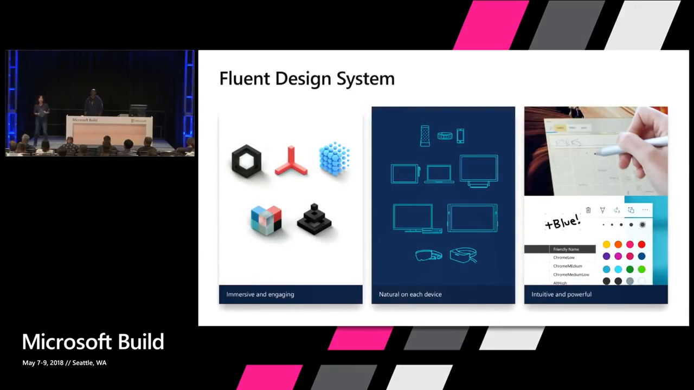But before we start, let me set ground rules for you so that you start seeing this video the same way we see this video with Fluent lens on. So next time when you see this video again, it will make so much more sense. Are you ready? Okay, good. Fluent Design System is a set of principles, guidelines, controls, and tools. And when collectively used, it makes experiences that are immersive and engaging, natural on each device, and intuitive and powerful.